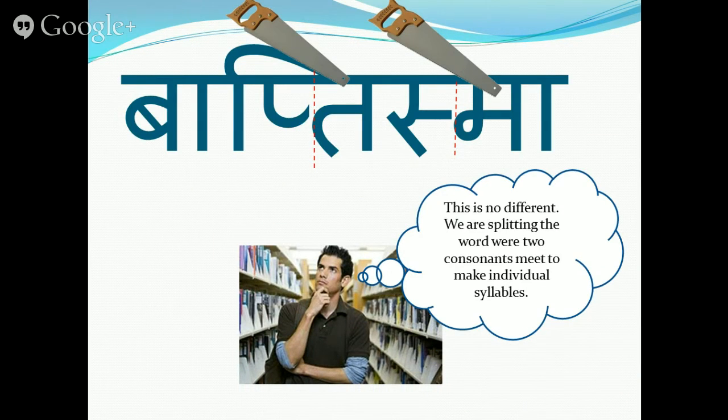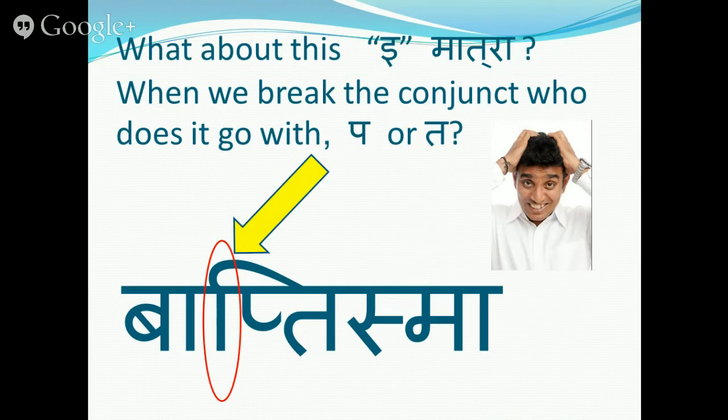So we're going to do the same thing here. We're going to split in between the non-aspirated P sound and the soft non-aspirated dental T, and then we're going to split in between the S and the Ma. So we're going to make individual syllables, and then we run into this. Now, this is the main point. One main issue that we should learn from this section is where does this I go? When we break apart the pa and the ta, who does the I go with? Does it go with the pa or does it go with the ta?